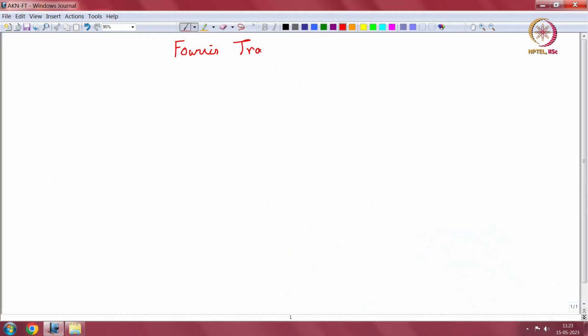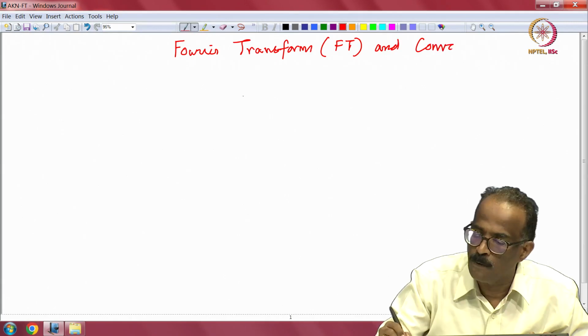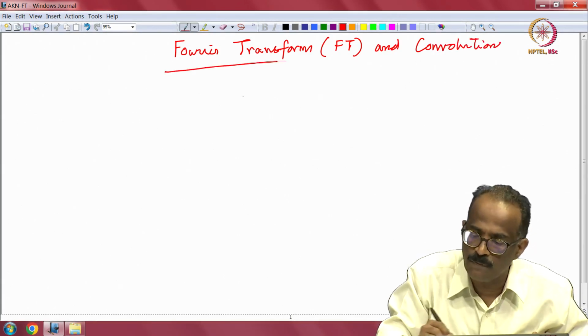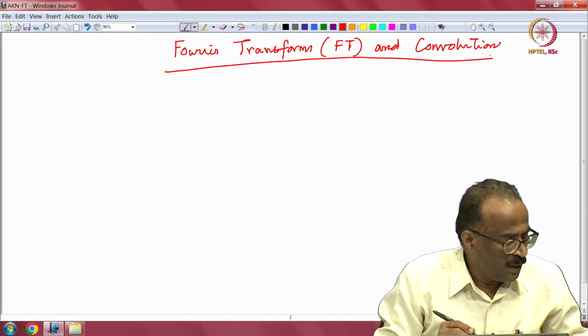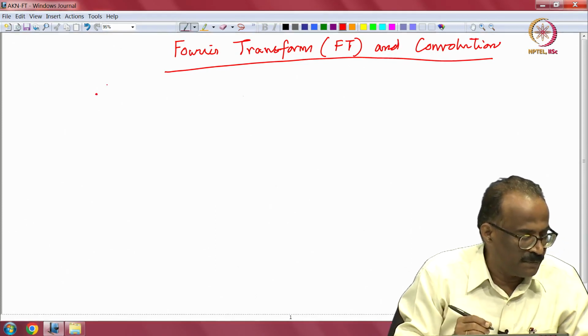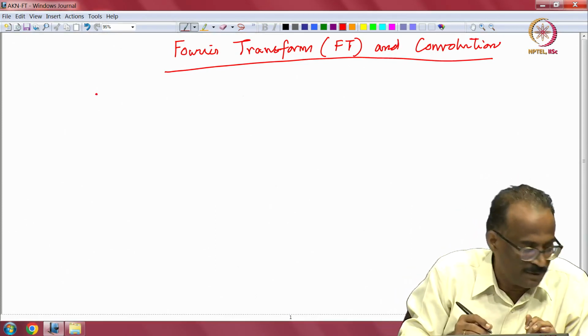So, let me start with the Fourier transforms and convolutions. We do it in a natural process. So, let me quickly recall what is given in your introduction. Okay, some of the things we will do.